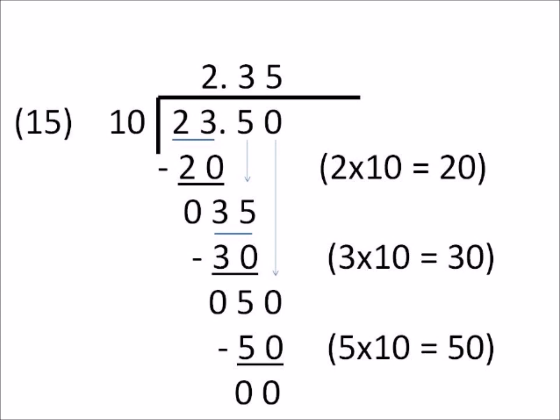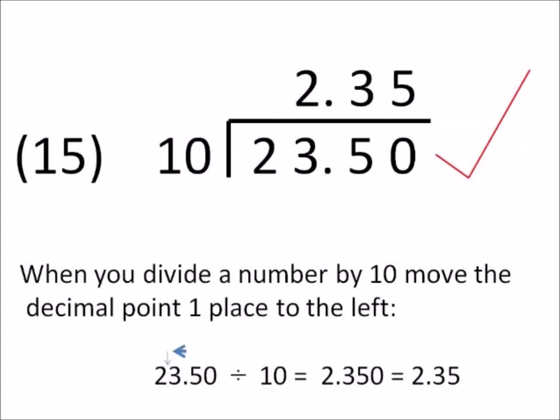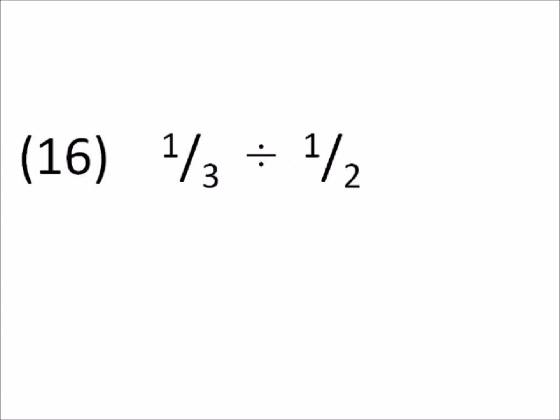There is a shorter way to do it, of course. You could have done it doing short division. It would have come to the same answer using short division. Now, when you divide a number by 10, you move the decimal point one place to the left. So 23.5 divided by 10 becomes 2.350, which is 2.35. So you get the same answer doing it that way. Okay, and that's number 15 there for you.